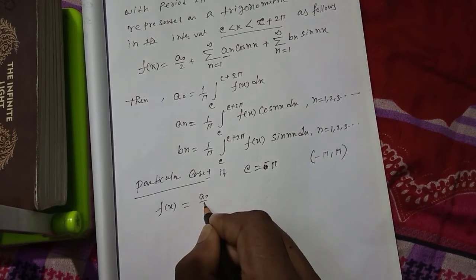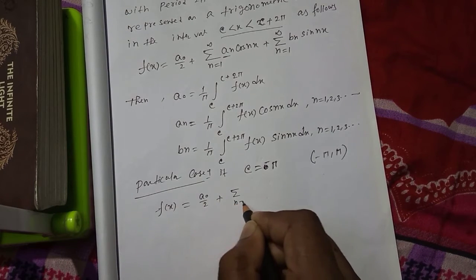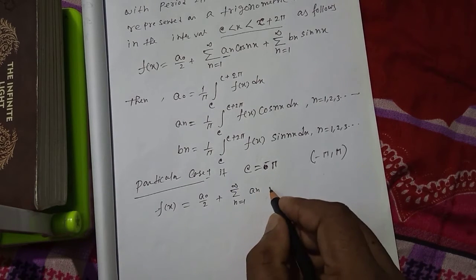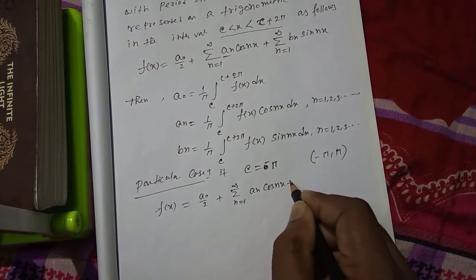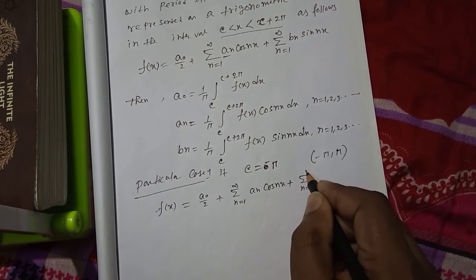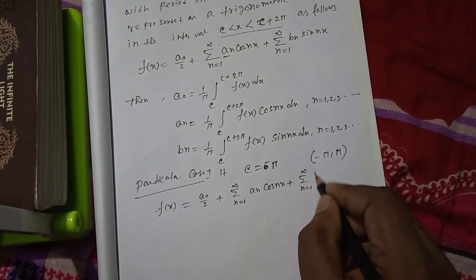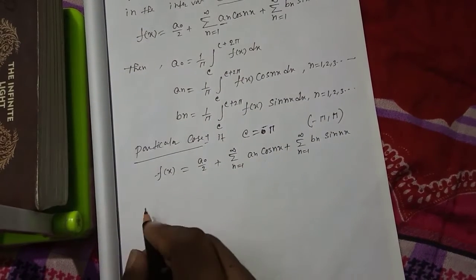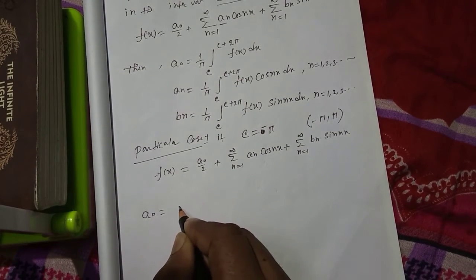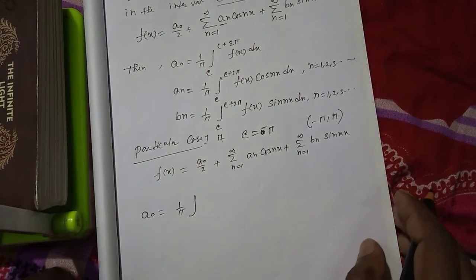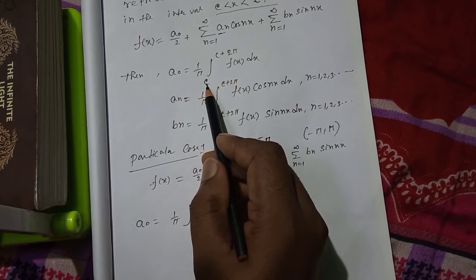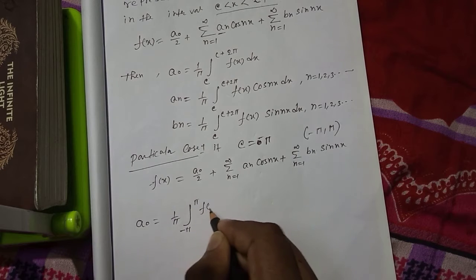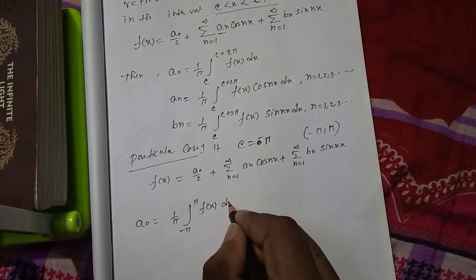a0 by 2 plus summation n equal to 1 to infinity an cos of nx plus summation n equal to 1 to infinity bn sin of nx. Then a0 is equal to 1 by pi integration, the range changed, minus pi to pi f(x) dx.